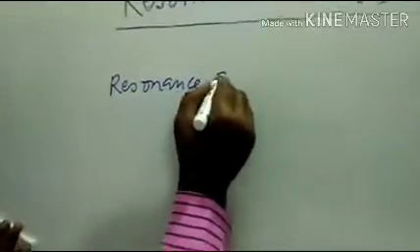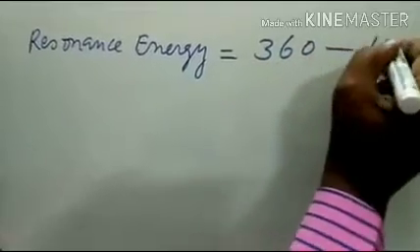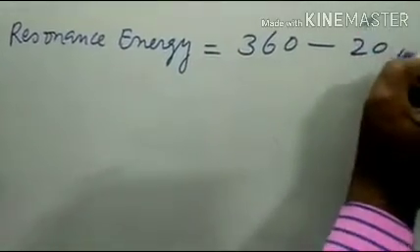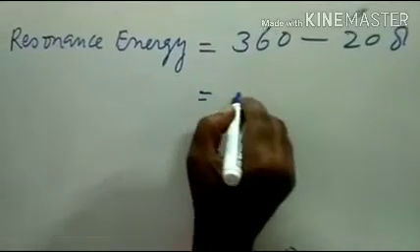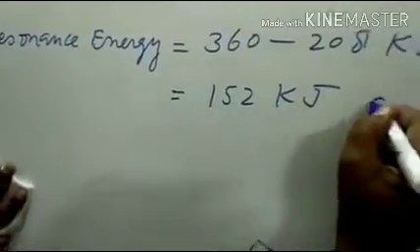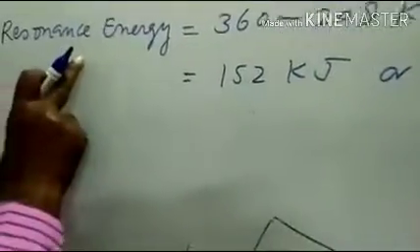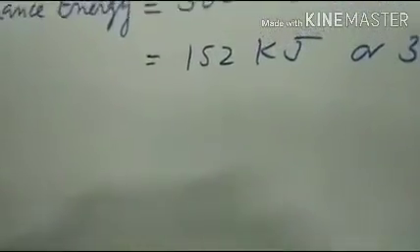So resonance energy in this case is equal to 360 minus 208 kilojoule. Its difference comes to be 152 kilojoule or 36 kilocalorie. This is the resonance energy of benzene. So the meaning of my saying is only to show the difference between the resonating structure and the resonance hybrid, which is the resonance energy.